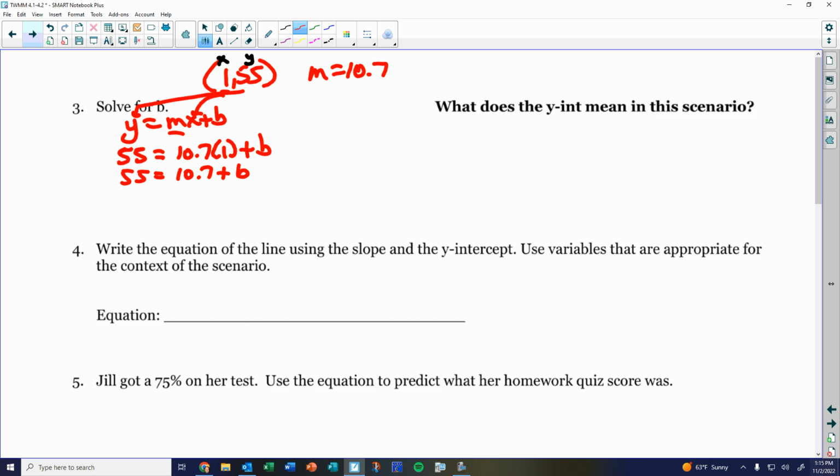See, I told you guys none of this stuff is going anywhere. We're already reusing finding a slope through two points, making our equations, and we're even now back to one-step equations, which is what you did in the very beginning of the school year. So how can I get b all by itself? You subtract 10.7 and do it on the other side. 10.7 is positive, so to get rid of it, we have to do the opposite, which is subtracting it.